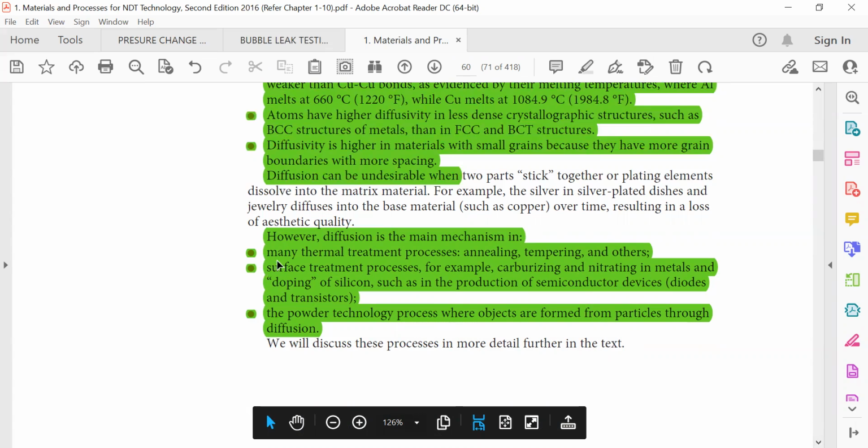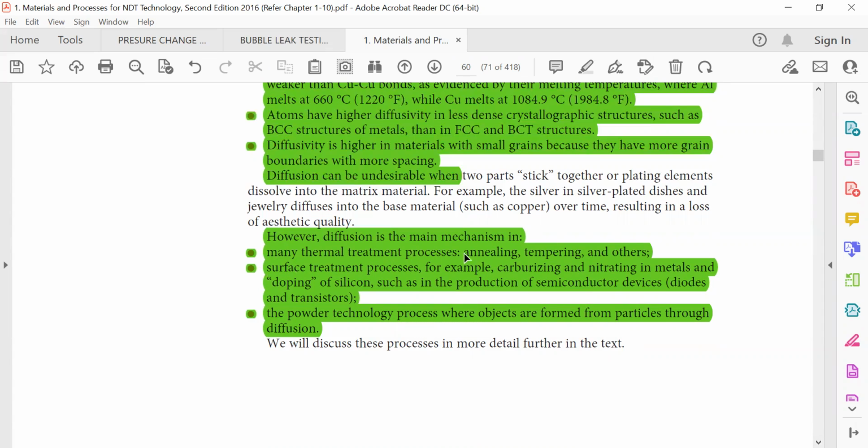Diffusion is the main mechanism in many thermal treatment processes: annealing, tempering, and others. Surface treatment processes: carburizing, nitriding, and doping. And the powder technology process, where objects are formed from particles through diffusion.